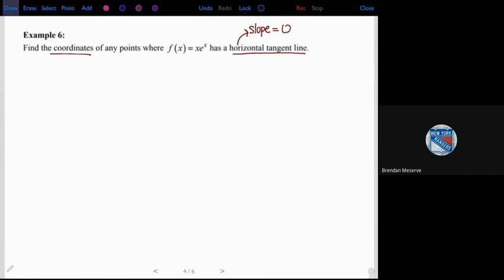Slope of the tangent line is the derivative. That's what the derivative is. It's the slope of the tangent line. So this question's got a lot of words in it, but it's really just asking me where is the derivative equal to 0. Horizontal tangent means that the derivative is 0 because the slope of the tangent line is the derivative, and if it's horizontal, it's got to be 0. So I need the derivative of f of x.